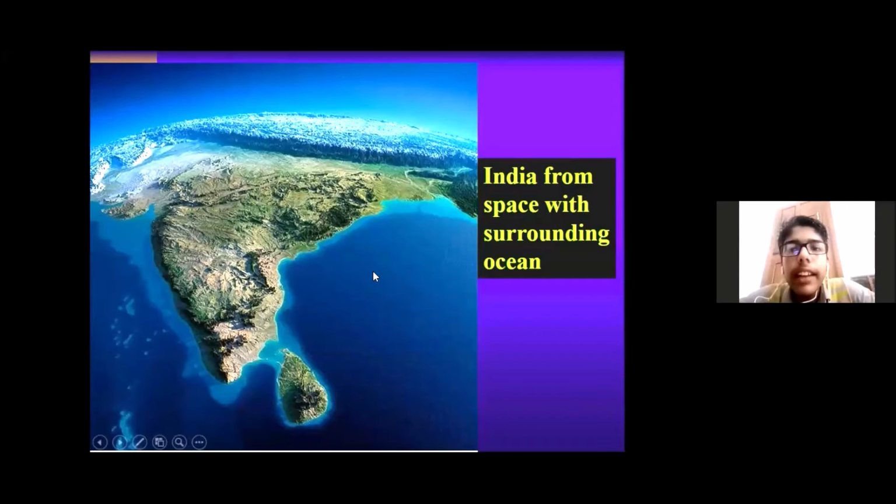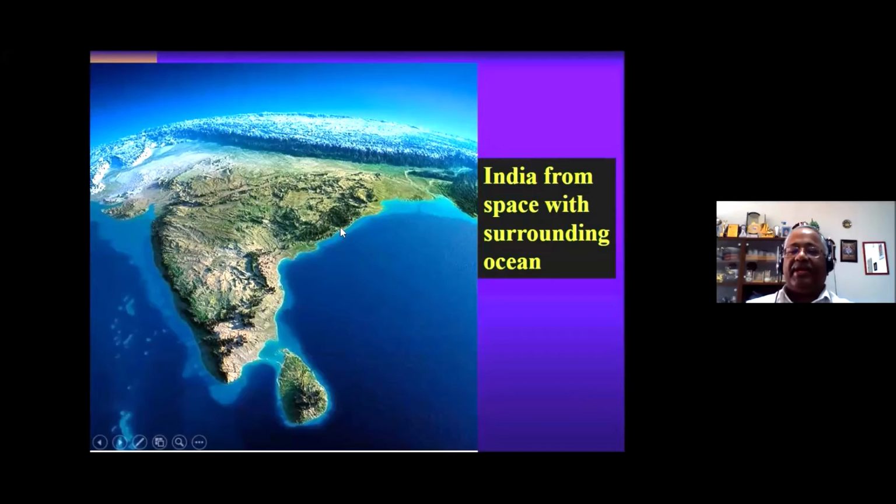Sir, is the exclusive economic zone related to the land area also? From the land, 12 nautical miles. 12 nautical miles is close to 20 kilometers. 20 kilometers from here, perpendicular. If you draw a line, that is called the exclusive economic zone.